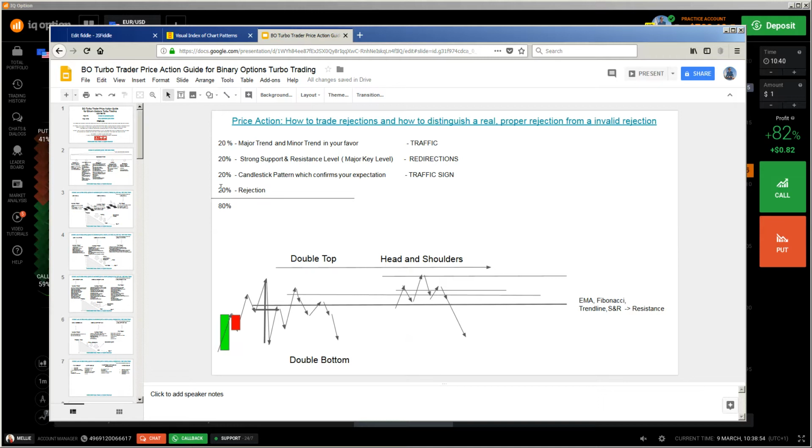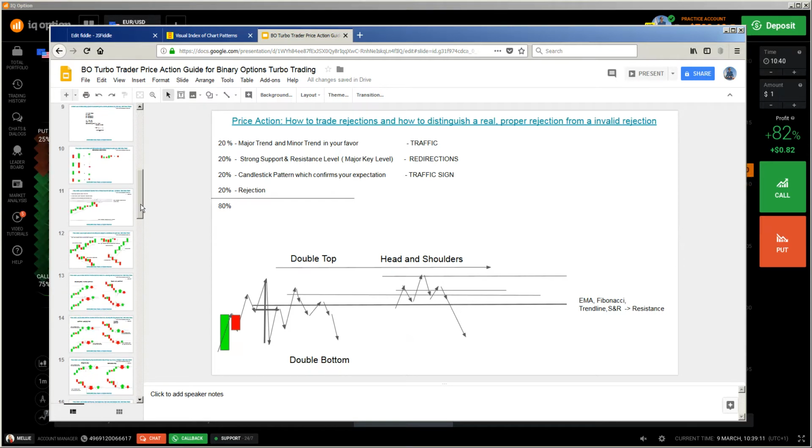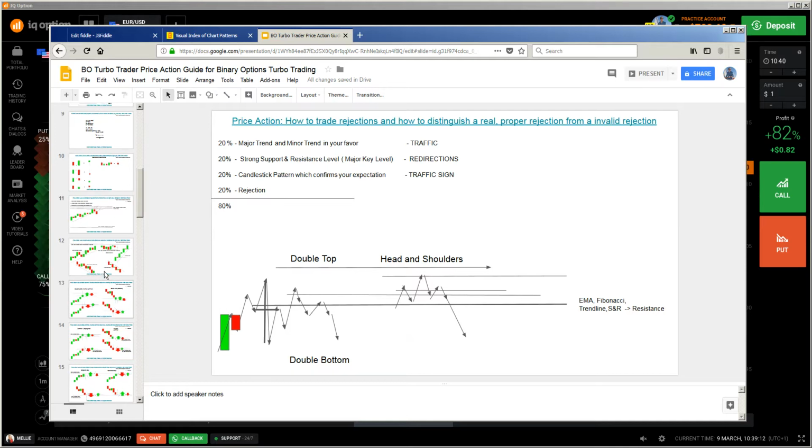So okay, I would say this was enough. Maybe I will do another video about rejection if you need this, but I would say I have talked a lot about rejections. I have shown you here, on all those kinds of candlestick patterns in my ebook, how to trade those candlestick patterns.